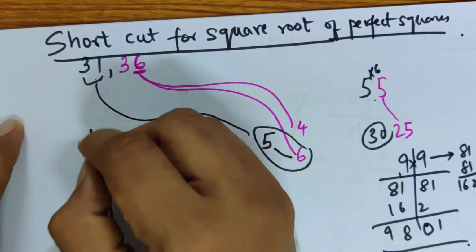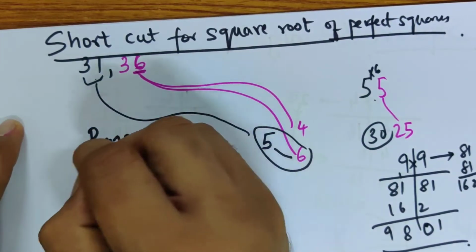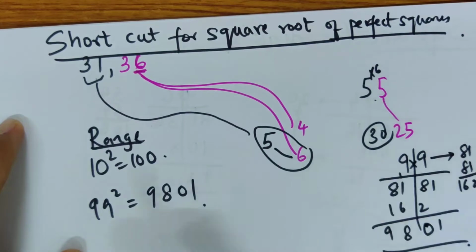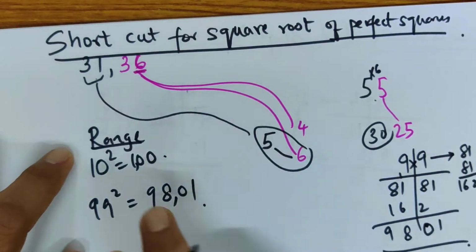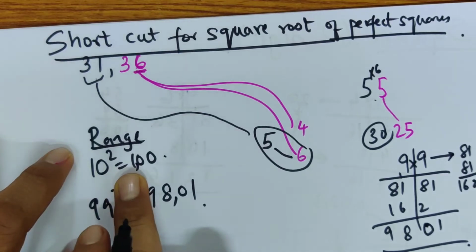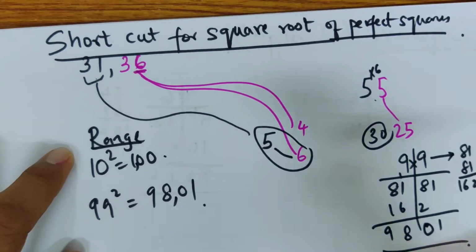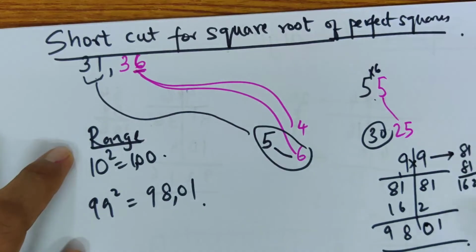What is the range in which I am using this method? It must be clear that I am looking at how many hundreds there are, from 100 all the way up to 98 hundreds. I can use this method. Okay, that's the first thing.